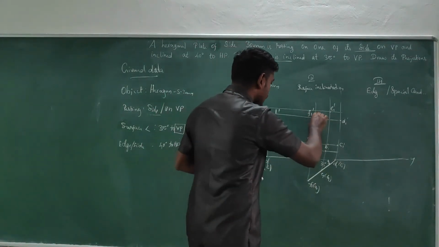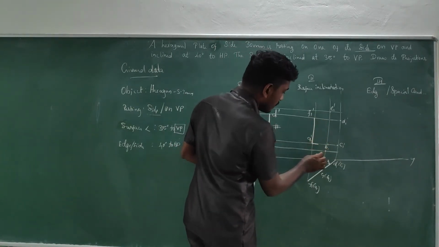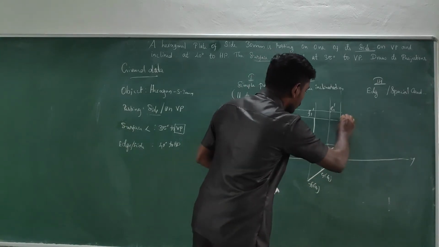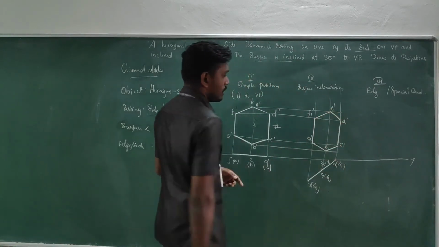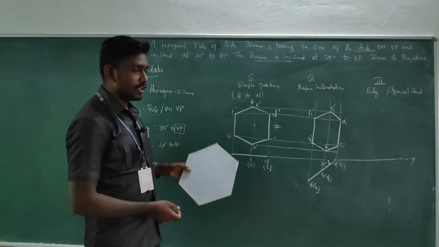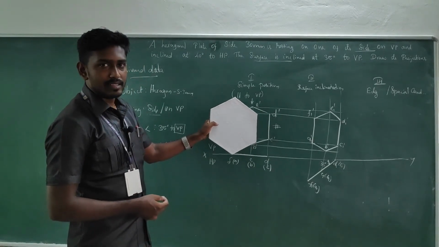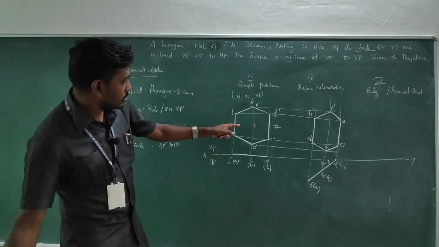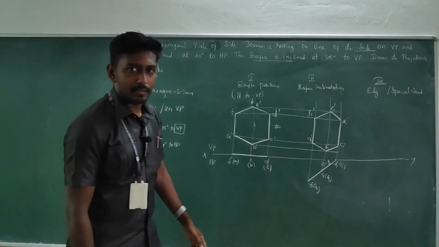If you draw the connection A to F, A to B, here is B, and B to C, C to D, D to E, E to F, we get the image in a skewed manner. So we are familiar now, when the plane is inclined, the true shape will be what? Skewed one, right? So for the 35-degree inclination, we got a skewed image.